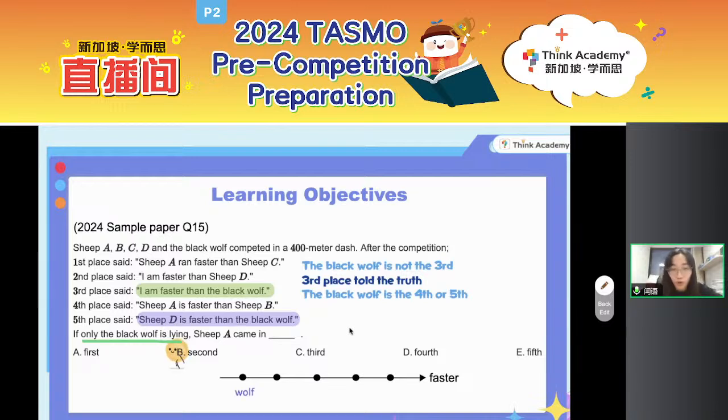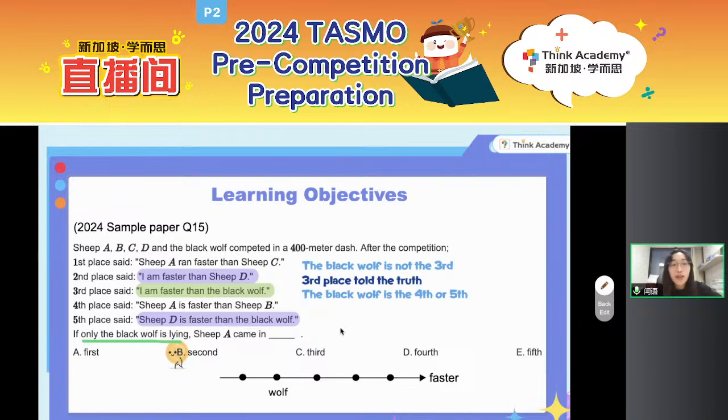If the last one is wolf, then of course, for all the other sheep, they are faster than him, right? So in this way, the fifth one should tell the truth. But actually, the wolf must be lying. So actually, the wolf cannot be the fifth one. Okay? So following this, where is wolf? The wolf can only be the fourth one. Okay? Pay attention. So following this, let's have a look, okay?